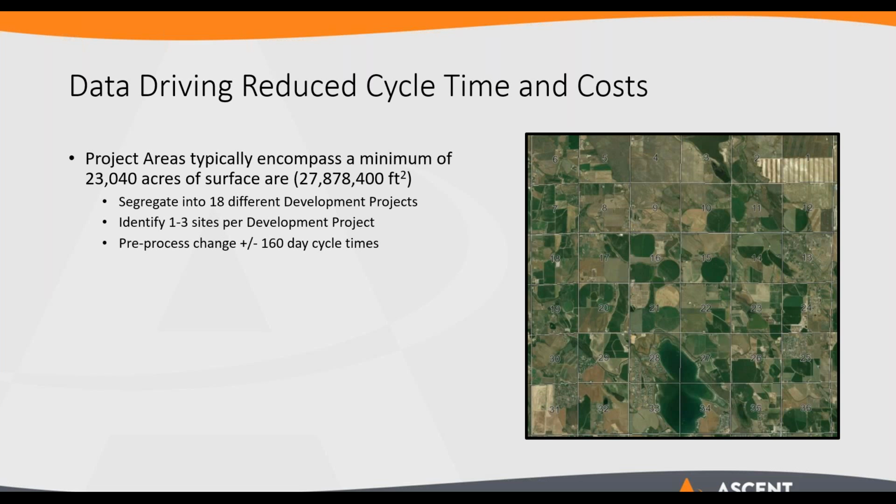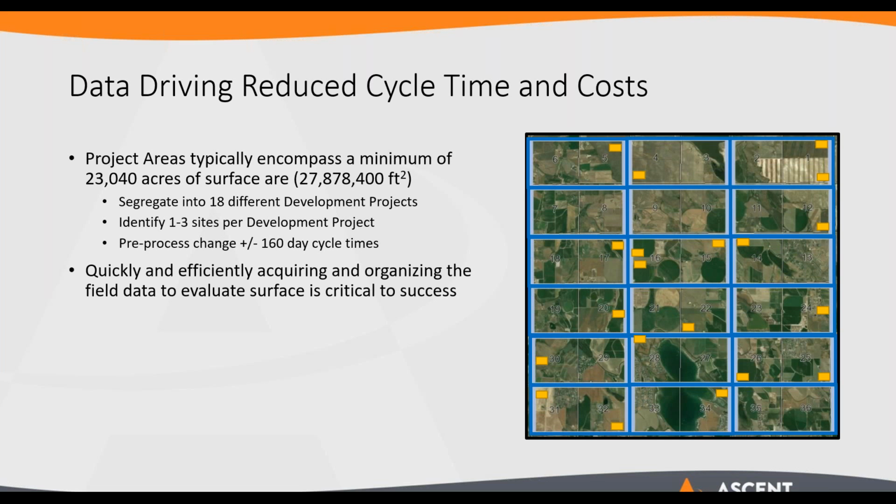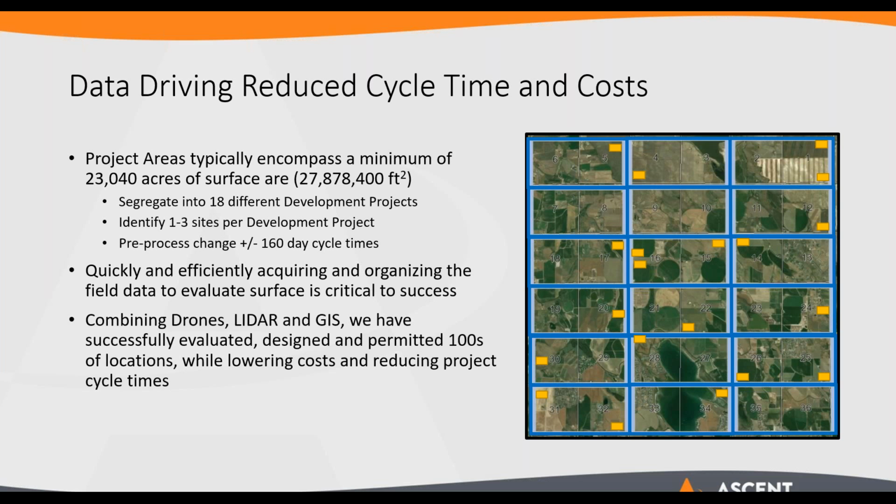So these typical project areas were 23,000 or so acres with up to 18 different development projects. Each development project would consist of 1 to 3 sites. When we compared to old methods, which were about 160-day cycle times, we were able to greatly reduce that. So just a quick look at the different development projects, and then an idea of where the pad placement would be, and thinking about how do we quickly gather this data. With drones, LIDAR, and GIS, we've been able to successfully permit hundreds of locations while overall reducing the cost and the cycle times to getting those approved permits.